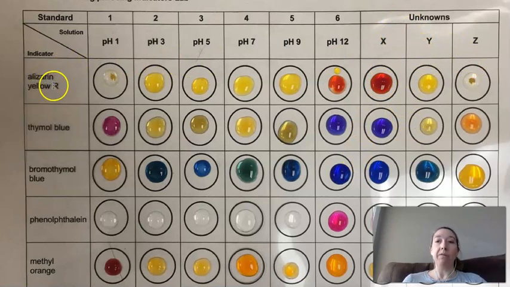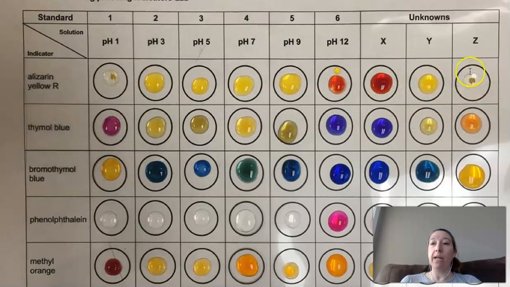And then we've taken our alizarin yellow R and put that all the way across, right? And so now it creates this table that I can compare to. So for example, if I look at these 3 unknowns over here, X, Y, and Z, I can probably start to get a bit of an idea of what kind of pH they have just from how they look.